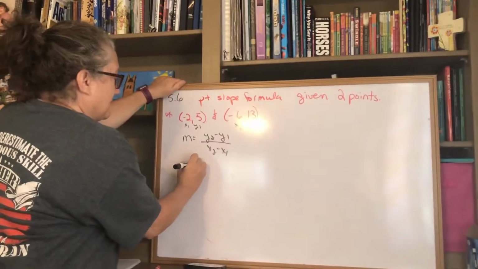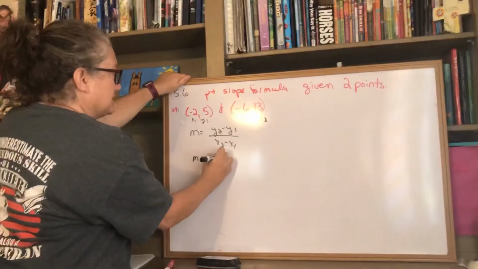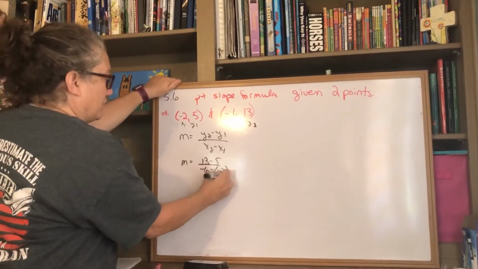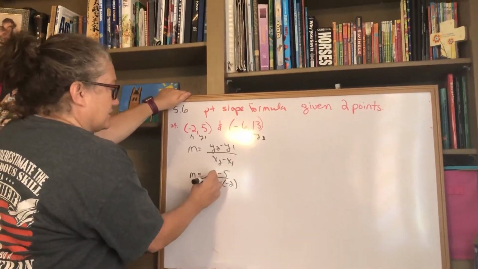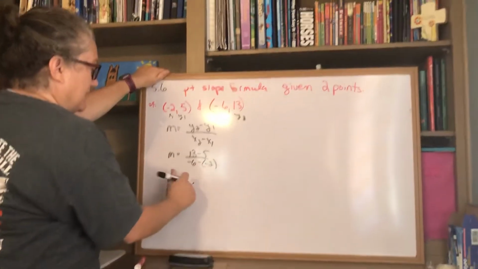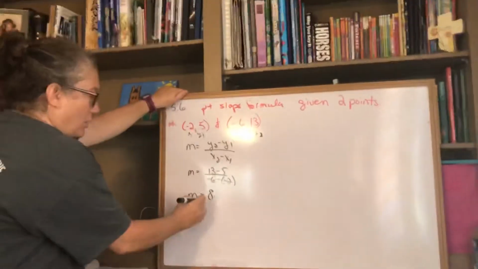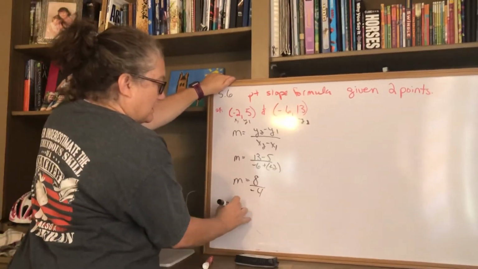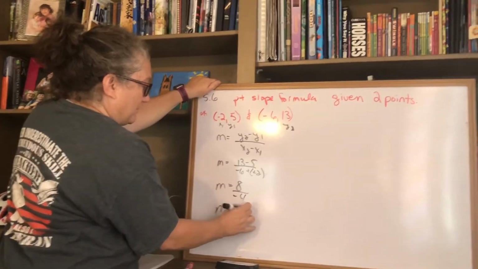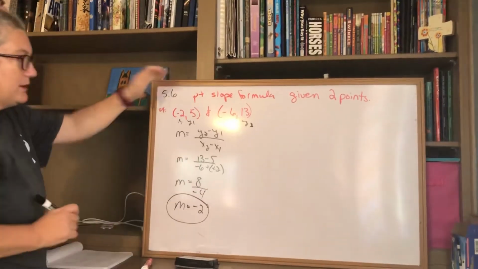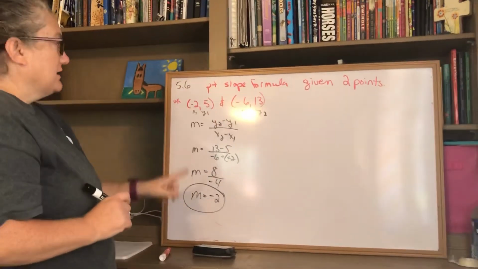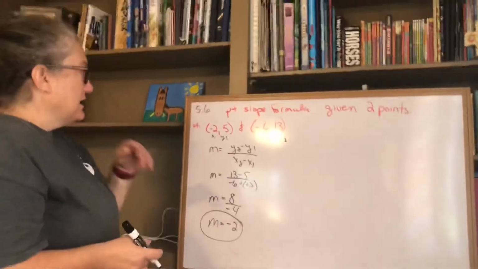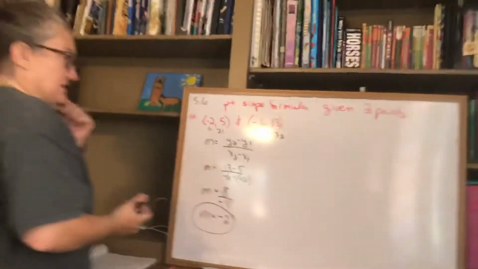So I have m equals y2, which is 13, minus 5 over negative 6 minus negative 2. M equals 13 minus 5 would be 8 over, this would be plus, so this would be negative 4. M equals negative 2. There's my slope. And I need 1 point. So you can use either one, whichever one will make your life easier. I usually just pick the one with the smallest numbers.